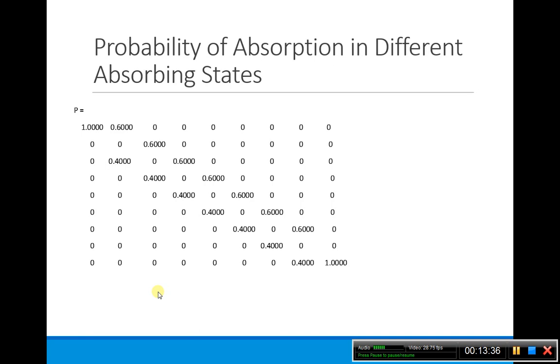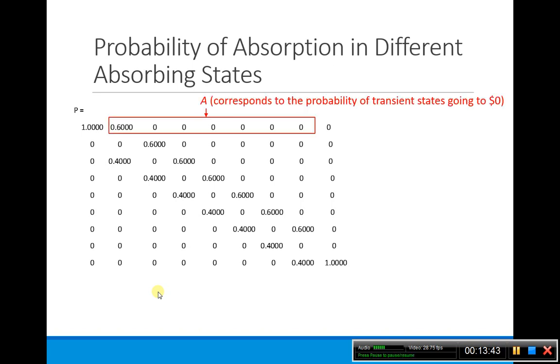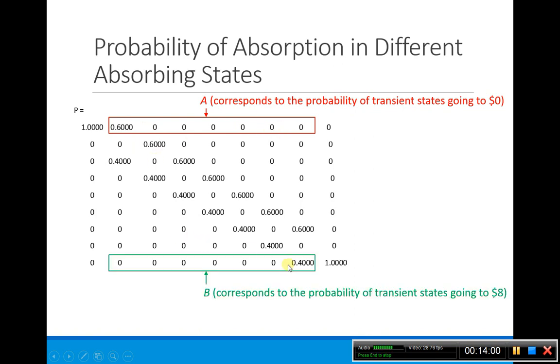So how do we get whether or not he goes to $0 or $8? Because that makes a big difference. He either stays in jail or he doesn't in this example. So here we form a matrix A and a matrix B. So here, remember what this was. This was the 0 state. So this A, it corresponds to probability of the transient states going to $0. And B, here, this corresponds to my different states going down here to $8. So the probability of the transient states going to $8.